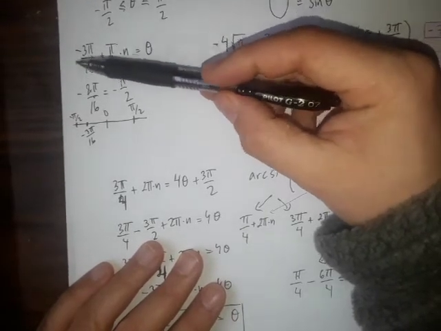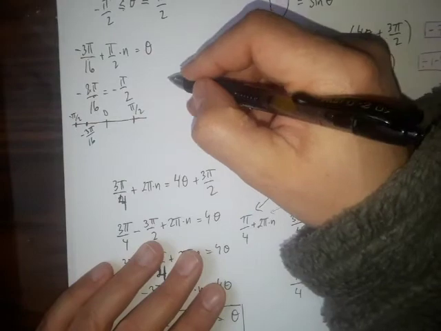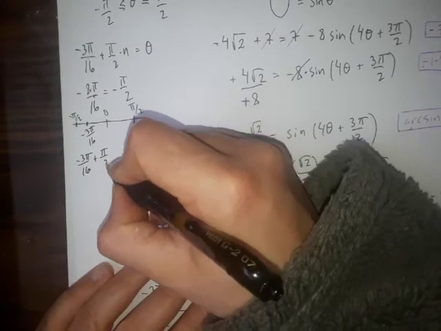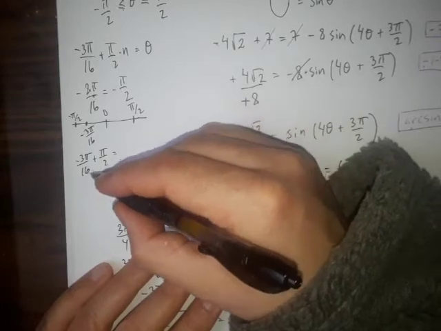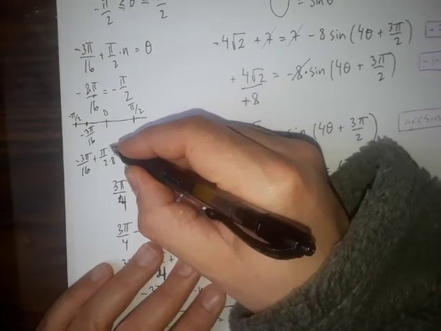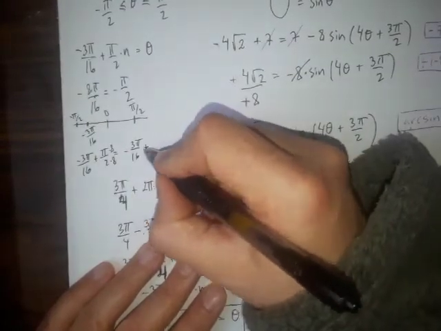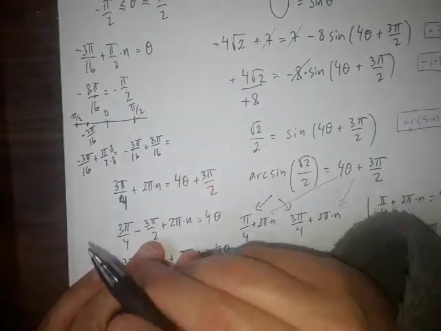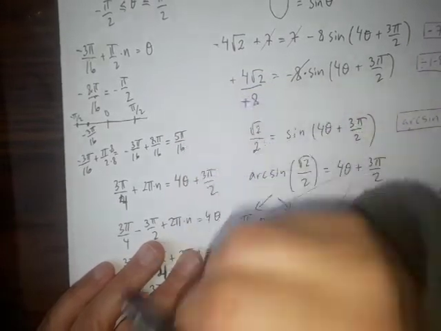So that means that we can still add pi over 2 to this to see what we get, right? So let's add to negative 3 pi over 16 pi over 2. What do we get? We have to make 16 the denominator, so that means that we have to multiply times 8 here, times 8 at the top, right? So now we have negative 3 pi over 16 plus 8 pi over 16, and negative 3 plus 8, this is 5 pi over 16.